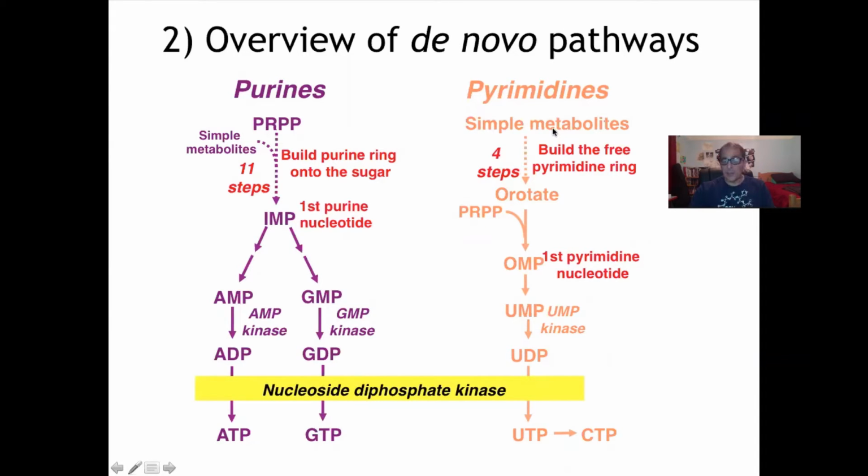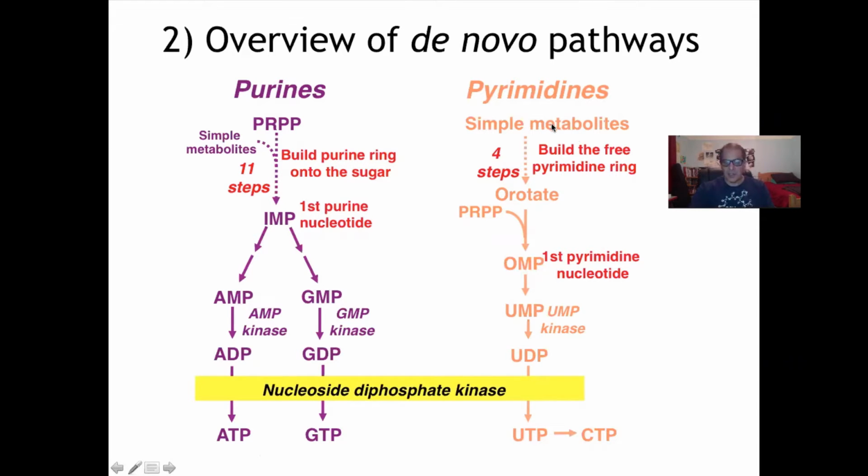The pyrimidine biosynthetic pathway uses a different strategy. In that case, we build the pyrimidine ring first, and then we combine it with PRPP to form the first pyrimidine nucleotide, orotidine monophosphate, OMP, which is converted into UTP, and then the UTP is converted into CTP. In this way, we make all four of the nucleotides that we need for transcription.